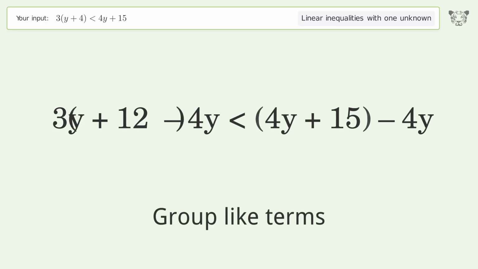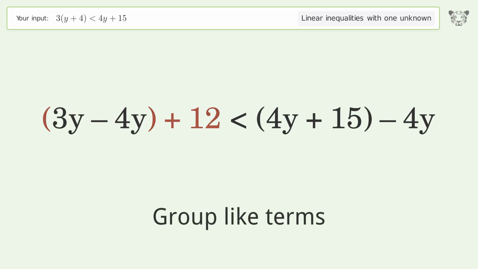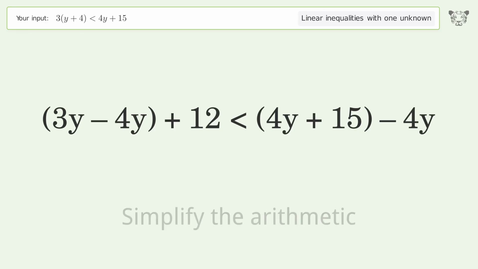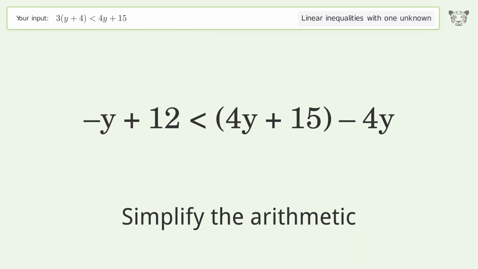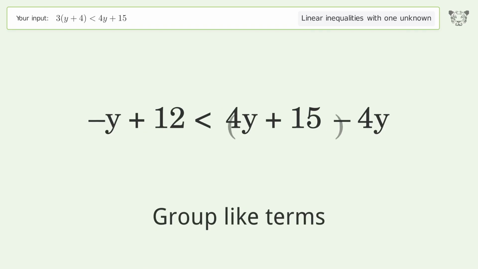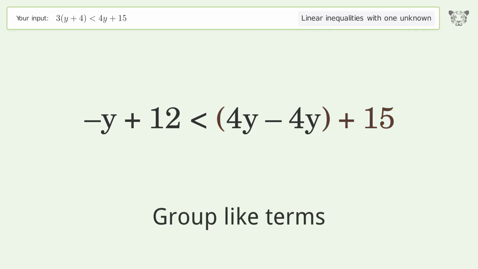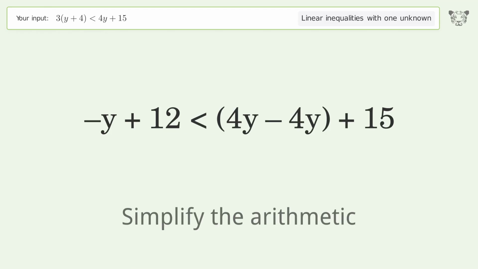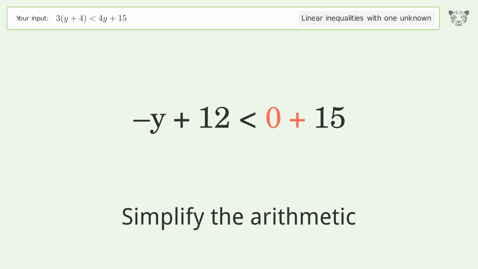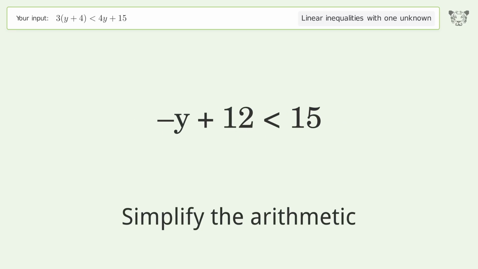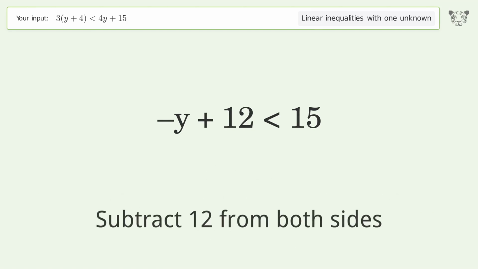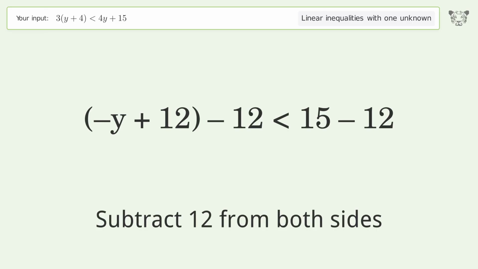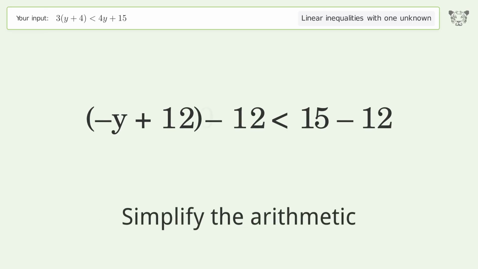Group like terms. Simplify the arithmetic. Group like terms. Simplify the arithmetic. Group all constants on the right side of the inequality. Subtract 12 from both sides. Simplify the arithmetic.